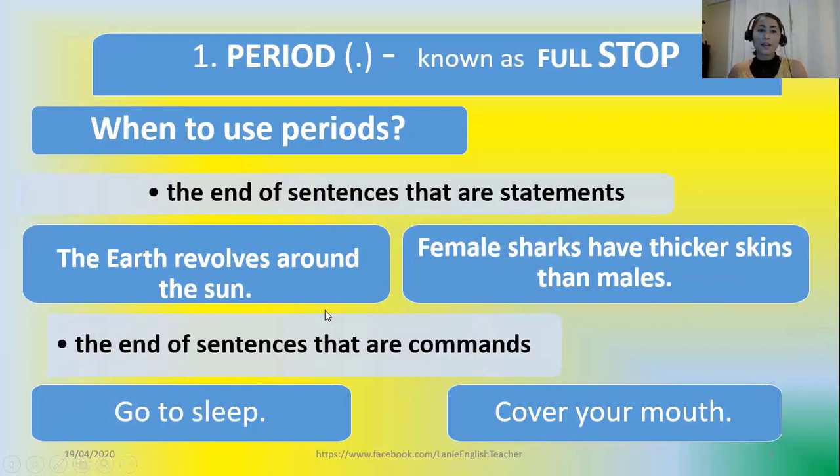All right, period also is used at the end of sentences that are comments. Talking about comment sentences, these are sentences that tell someone to do something or to act something, like go to sleep and cover your mouth.